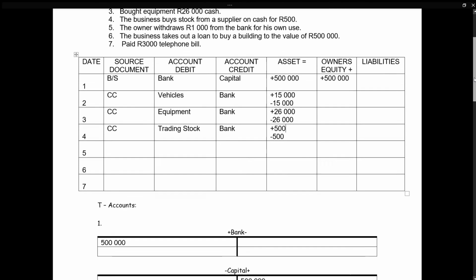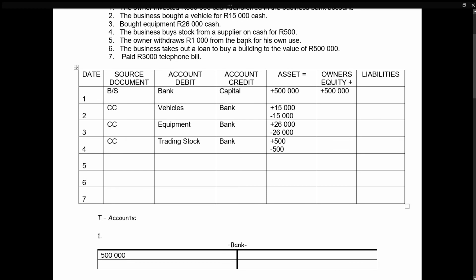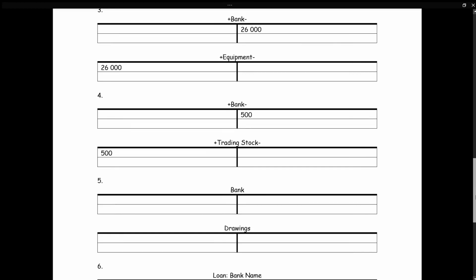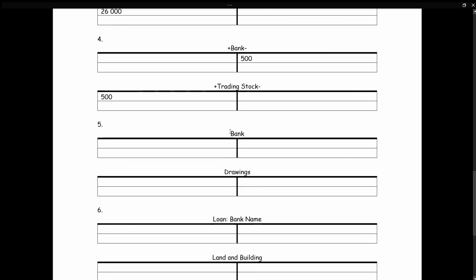Then on the 5th, the owner withdraws 1,000 Rand from the bank for his own use. Right, so the amount 1,000 Rand. The two accounts, remember, we know one is going to be bank and the other one's going to be drawings. Bank is classified as an asset, therefore plus, minus, and drawings is classified as owner's equity, but the sign is also plus, minus. The business's bank account will decrease with 1,000 Rand, so bank will be credited and drawings will be debited with 1,000 Rand.